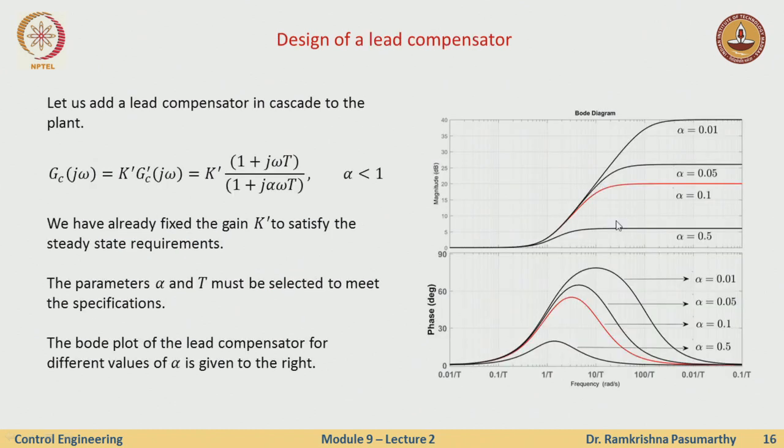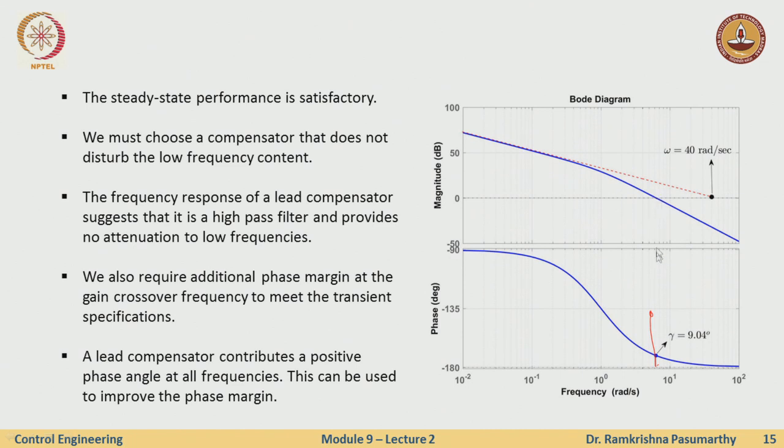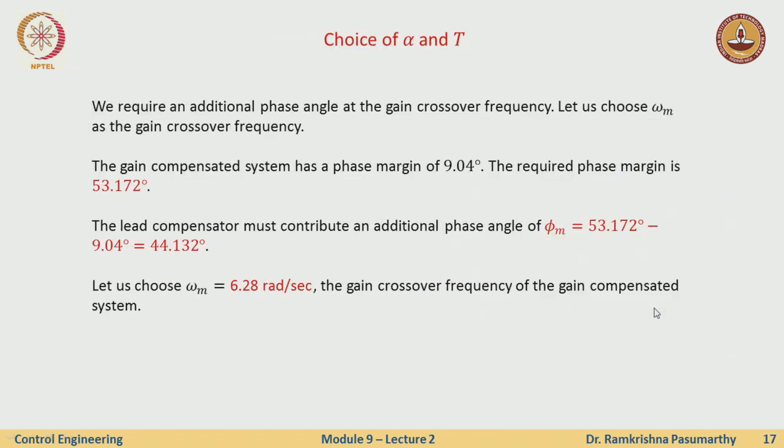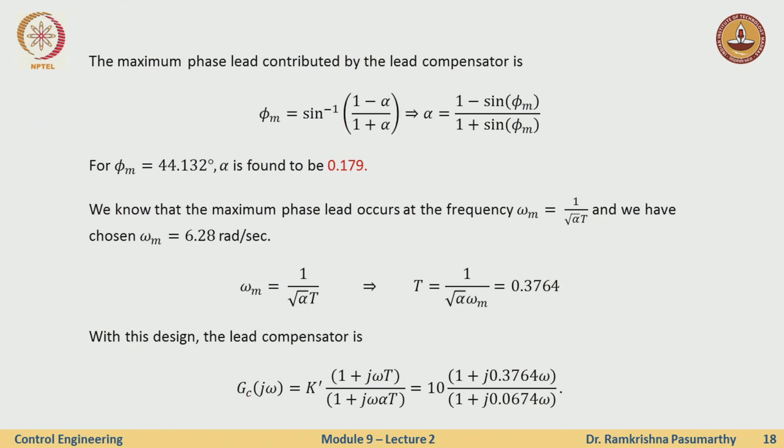So, this is my gain crossover frequency, and what I need is the overall angle here to be like 53 degrees. Okay. Now, let us just do this arbitrarily. Now, how do I compute these things? Well, I know that phi m is related to alpha via this formula. So, phi m is the additional amount of phase my controller or the compensator needs to provide. So, for this phi m, it turns out that the alpha is 0.179.